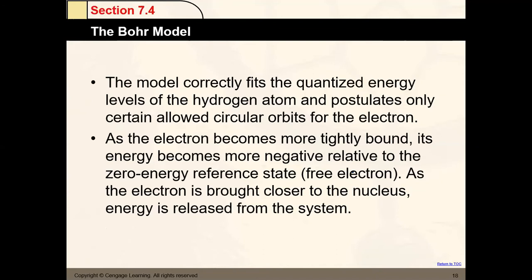Here is the model fits the quantized energy levels for hydrogen atoms. Why only for hydrogens? Bohr basically studied hydrogen because it's the easiest element. It's the first element of the periodic table. It's the first element in nature. It's the smallest atom that we have in nature. So if we recall from chapter 2, hydrogen only has one proton in the nucleus and only one electron.